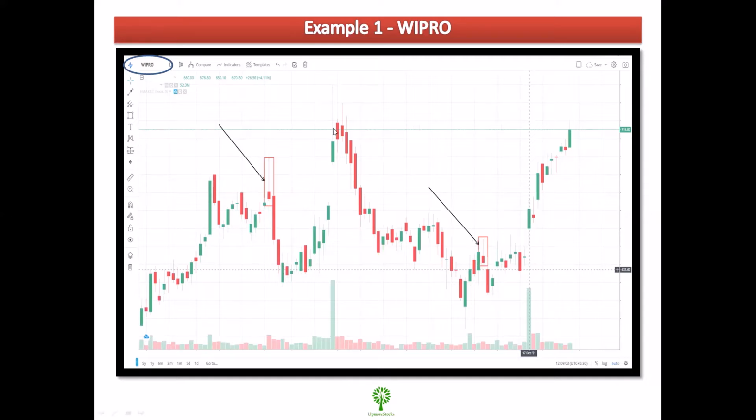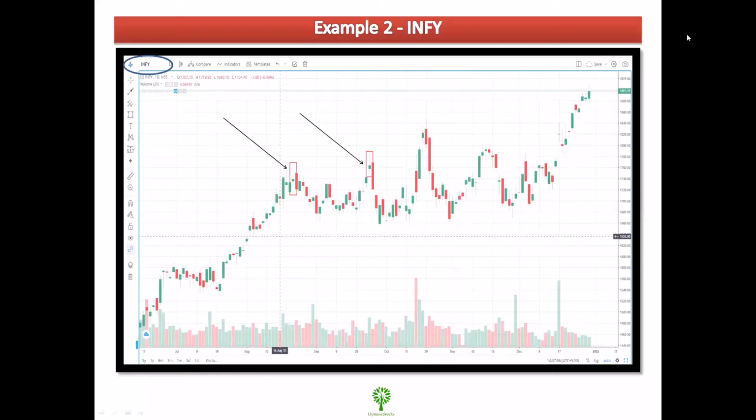It is also a kind of shooting star candle. However, here the real body is a little higher, of a higher size. So we didn't mark this one. We considered this one and this one only. So now we will be discussing Infosys.